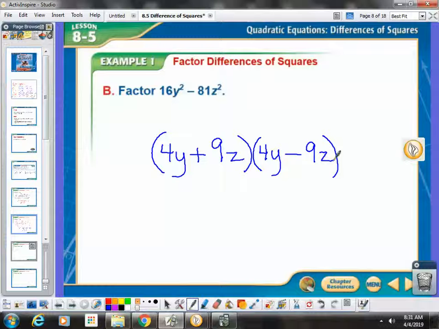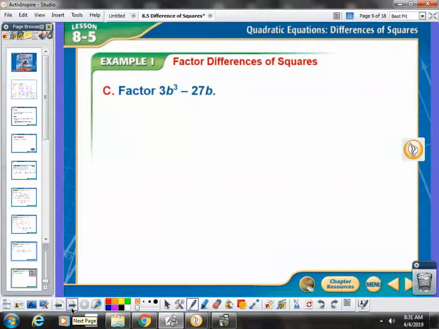Now, in this next slide, it's a little bit different. Look at this one with me. 3b cubed minus 27b. Do I have a perfect square minus a perfect square? No, 3 is not a perfect square, neither is b cubed, 27 is not, neither is b. What could we do? We can use one of our factoring methods. Anybody know it? Yes, greatest common factor. What can we take out of both of these terms? What else? 3b, very good.